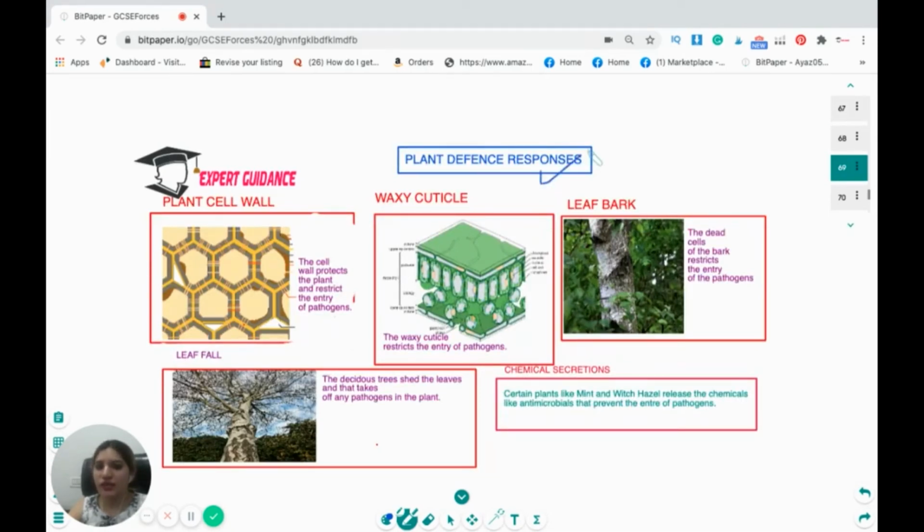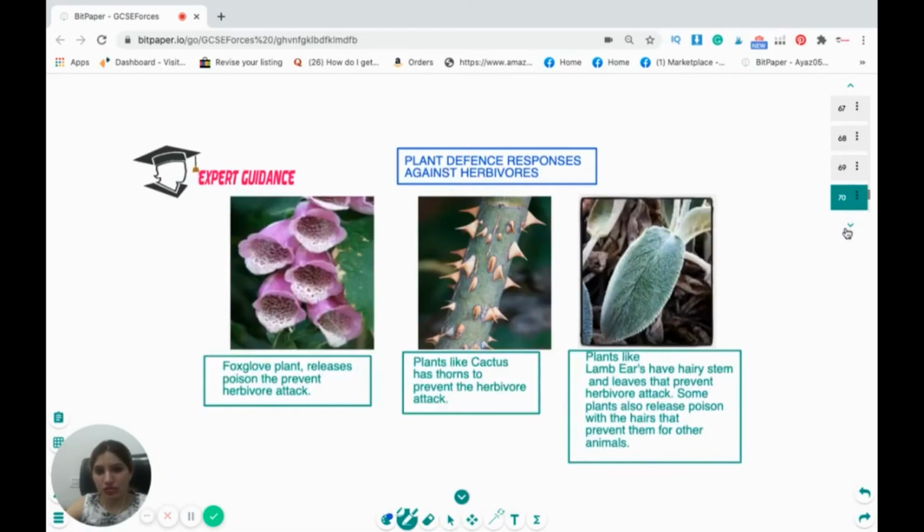Now, what are the plant defense responses? We did the defense responses in animals, the first, second, and third lines of defense. In plants, the first defense, we have the cell wall. It protects the plant and restricts the entry of pathogens. Then the leaves have waxy cuticles, which also restrict the entry of pathogens. The bark is made of dead cells that restrict the entry of pathogens. The deciduous tree sheds its leaves, which takes off any pathogens in the plant, and certain plants like mint and witch hazel release chemicals like antimicrobials that prevent the entry of pathogens.